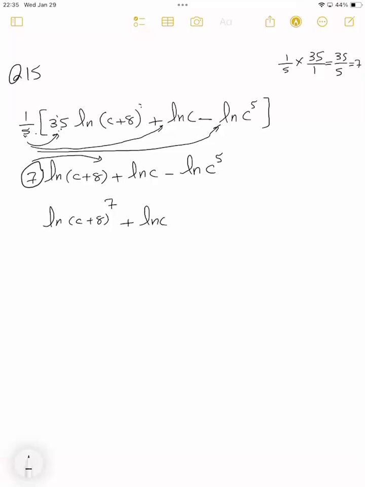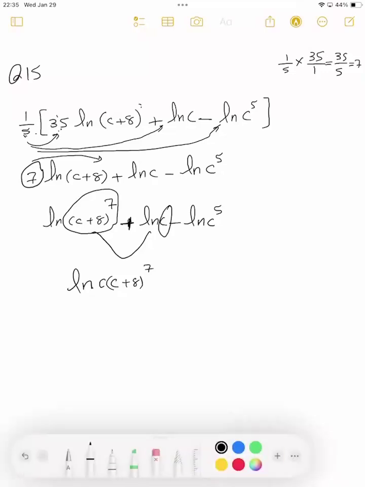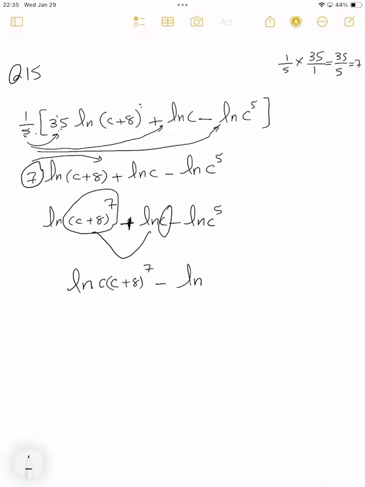Now I use the properties and write this expression as a single log. Then you have addition. You write this as 1 ln, but then you write this argument times that. You have c plus 8 to the power 7 times c. I like to put c in the front, so it doesn't matter. Then I have minus ln of c to the power 5. Then because of that subtraction, this moves to the denominator.